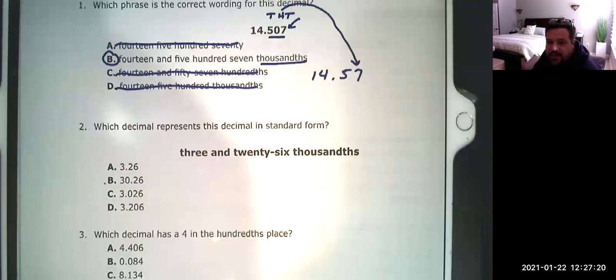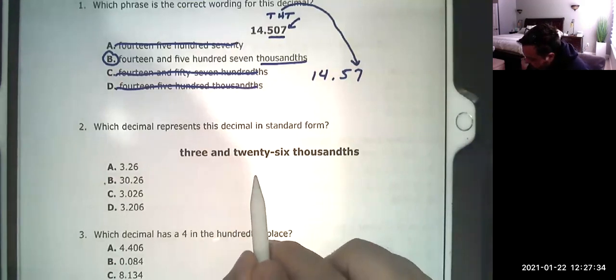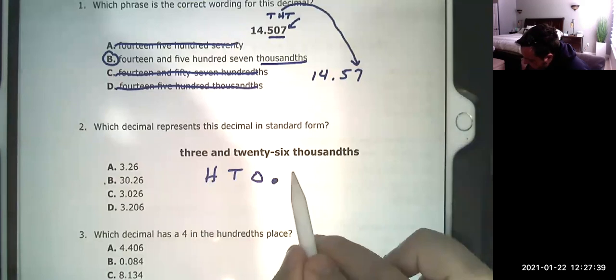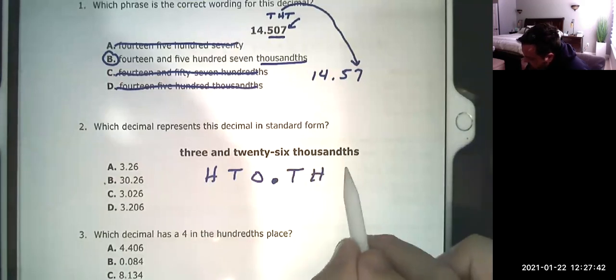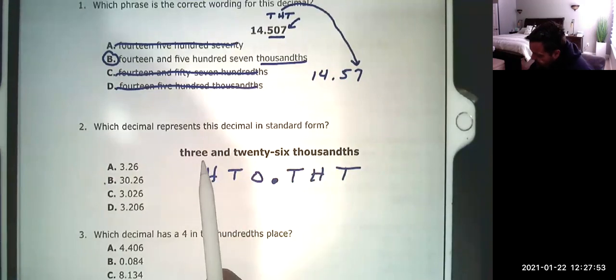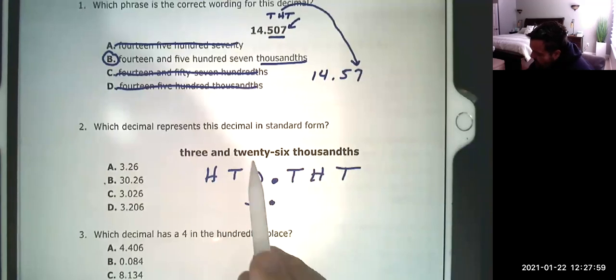Which decimal represents this decimal in standard form? So you have to read the words, and then find it. So pause me right now and get your answer. Okay, so when we look at this, I've been telling you guys all the time to do your ones, tens, hundreds, then do your decimal, tenths, hundredths, thousandths. And then you can just fill it in, right? And remember, everything that comes before the and goes on this side, and everything after the and goes on this side. So 3 is just in the ones place of 3, right? Then your decimal comes straight down.